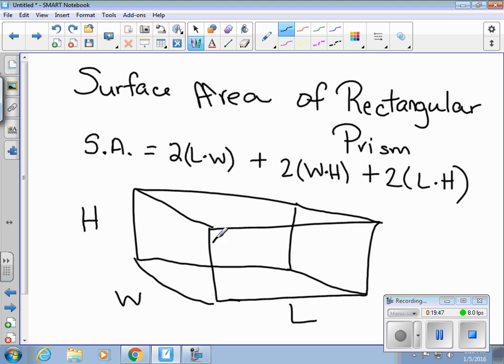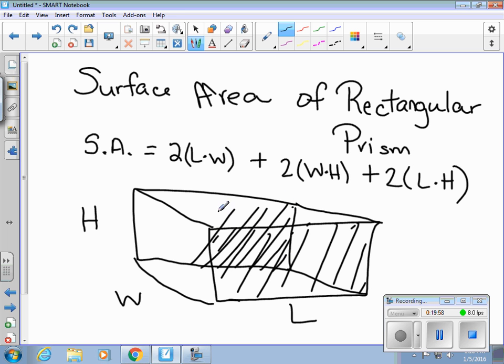So I'm looking at this piece here, which is the front of this box, and where's there another one? It's kind of in the back of the box, so it's back here. And how many of those did I have? I have 2 of those. Hence, 2 times length and height. Okay? Makes sense, right?